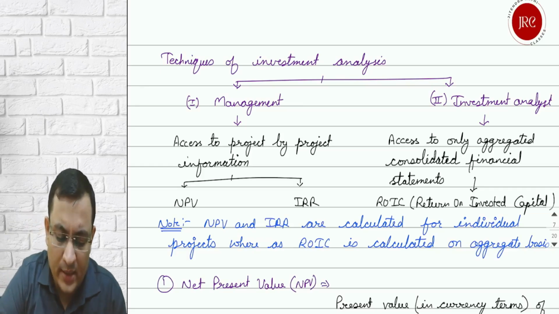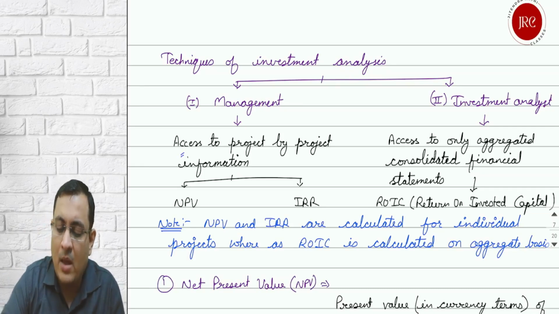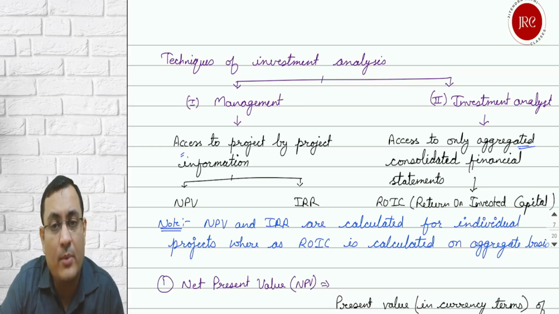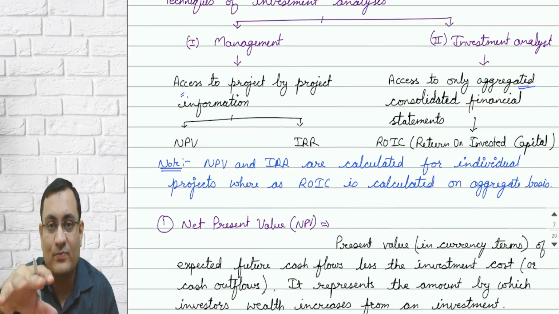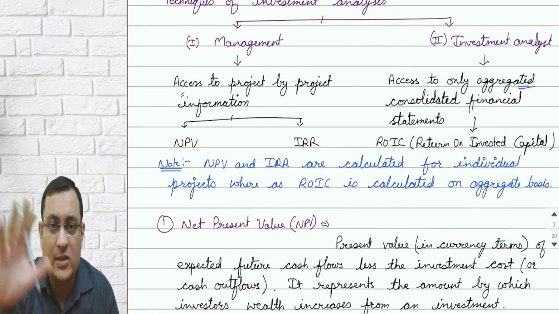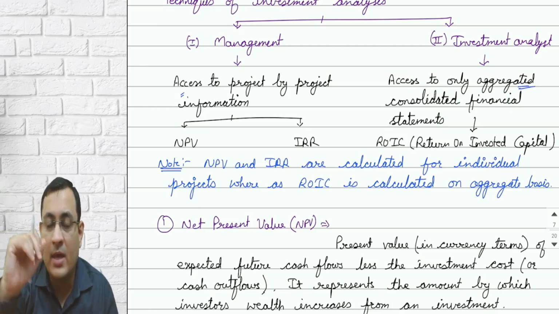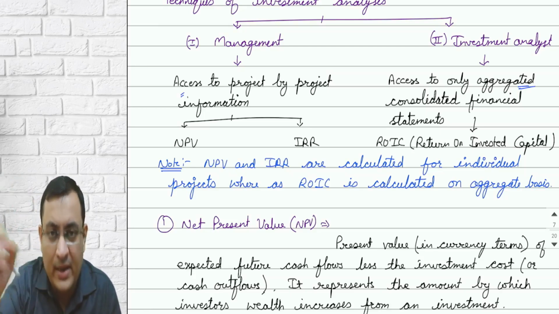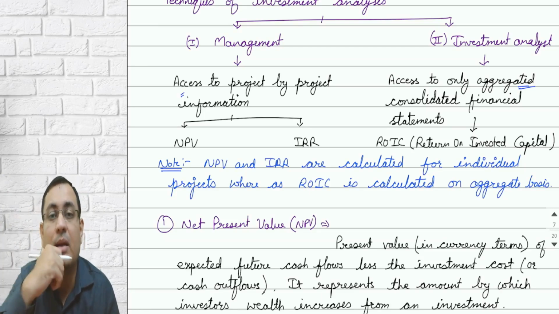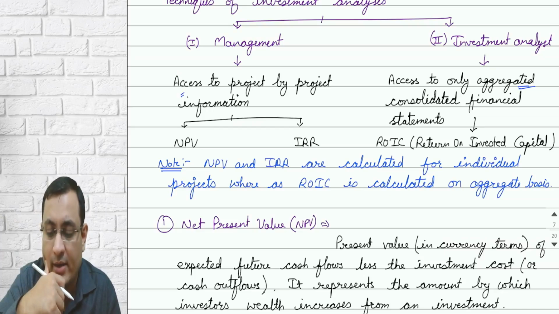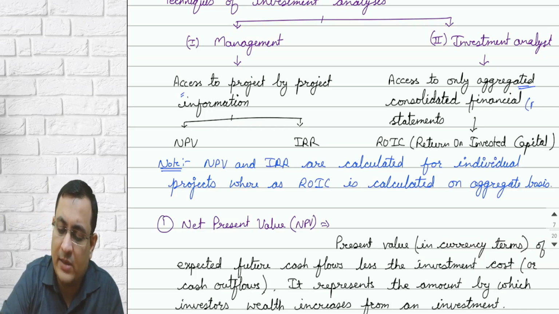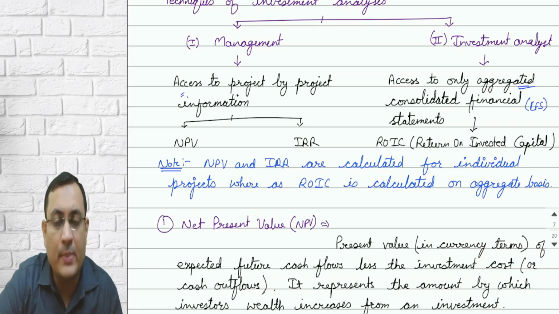So for management, they have access to project-by-project, detailed information, whereas investment analysts generally have aggregate information in the form of the consolidated financial statement, where the impact of all projects is combined. If a company is taking 10 projects, the financial statement gives revenue from all those 10 projects. Revenue from an individual project may not be available in the consolidated financial statement. We generally say CFS, consolidated financial statement.